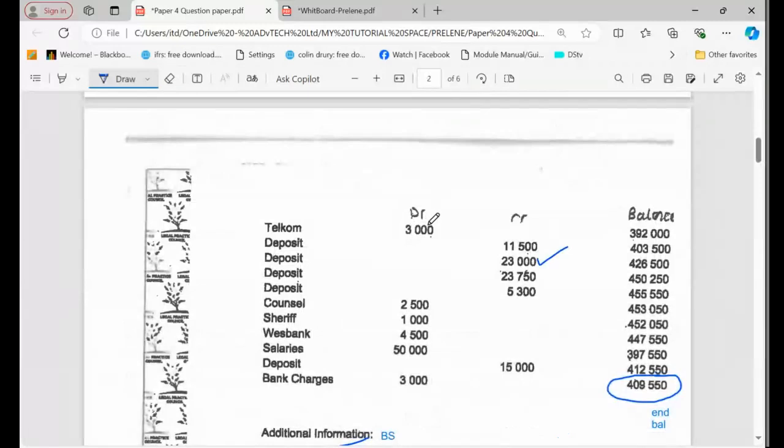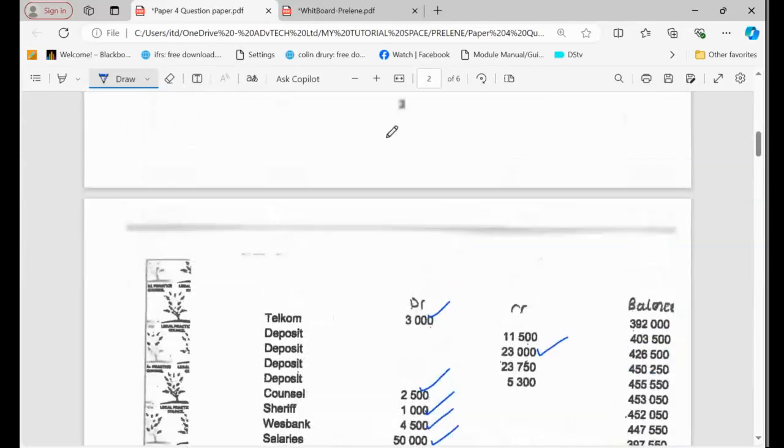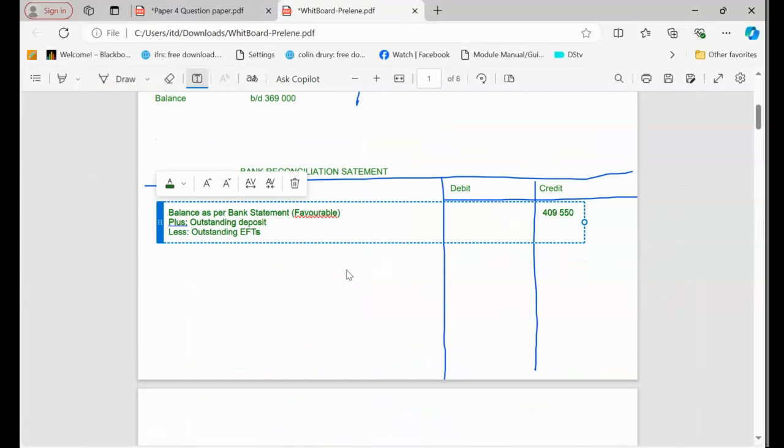Telcom, I think so. Tick. Yes. Tick. Council 2,500 tick. Sheriff tick. West Bank tick, and salaries tick. Perfect. So it means again, unfortunately, I don't have the EFTs.